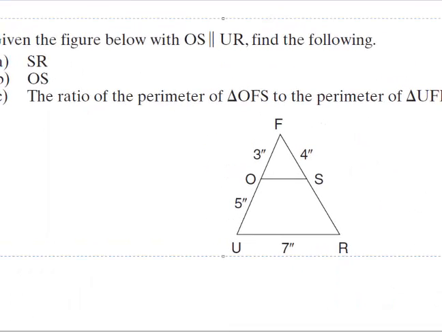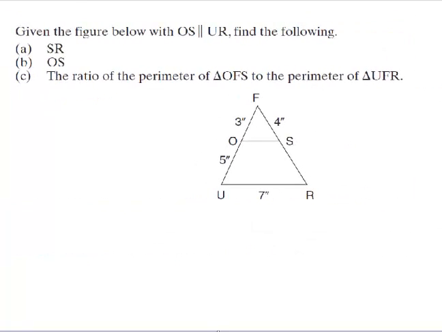All right, let's see an example here. I'll make it a little smaller so that you can see the whole thing. Given the figure below with OS parallel to UR. Okay, OS is parallel to UR. Find the following: the length SR, the length of OS, and the ratio of the perimeter of the smaller triangle to the bigger triangle, OFS to UFR. I'm sorry, the bigger triangle and the smaller triangle.